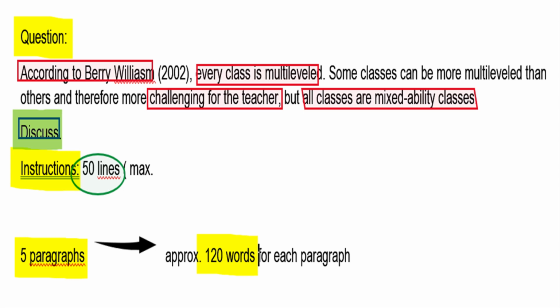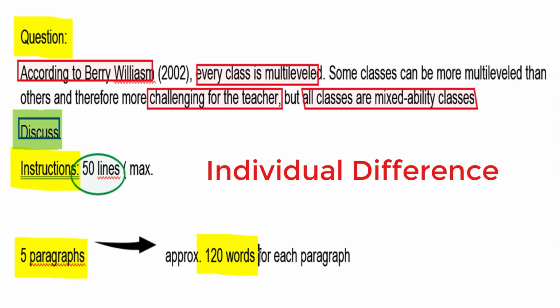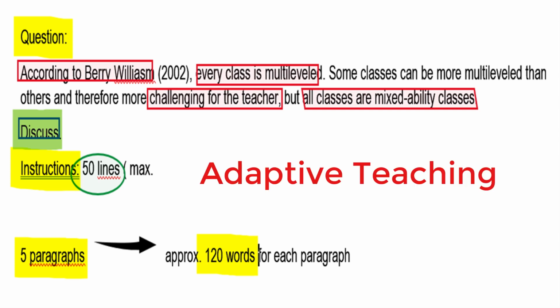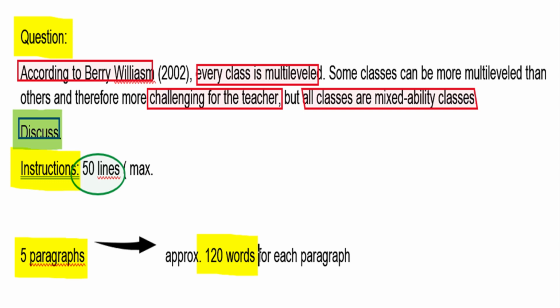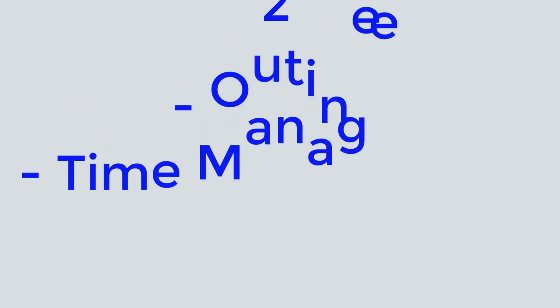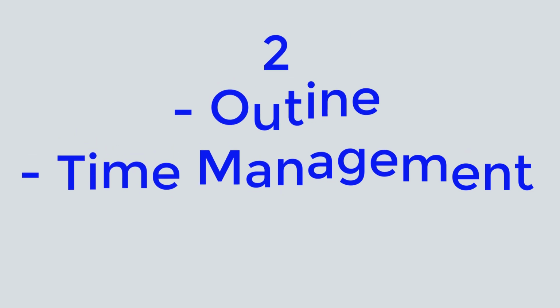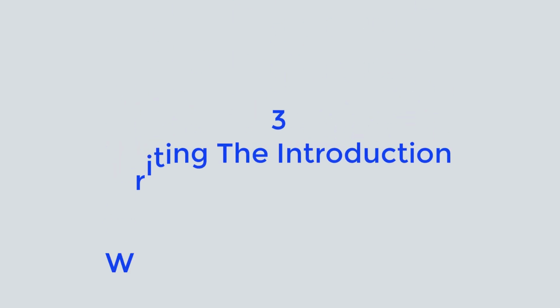Therefore, you can guess that the answer will be divided into two main ideas. The first one is individual differences in learners, and the second one is adaptive teaching that helps to cope with these individual differences. Once you think you understand the question, the next step is to plan your answer and synchronize it with available time. I will begin my answer by writing the introduction around the thesis statement.